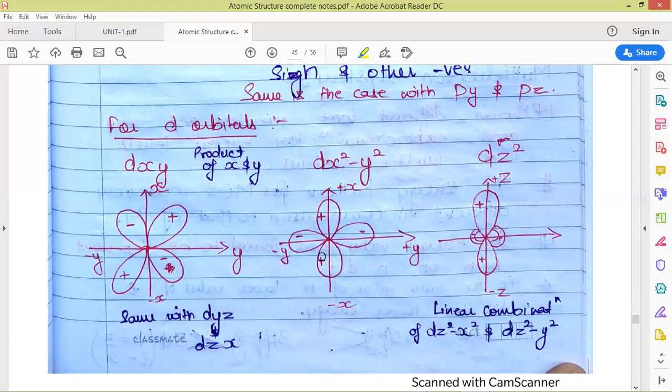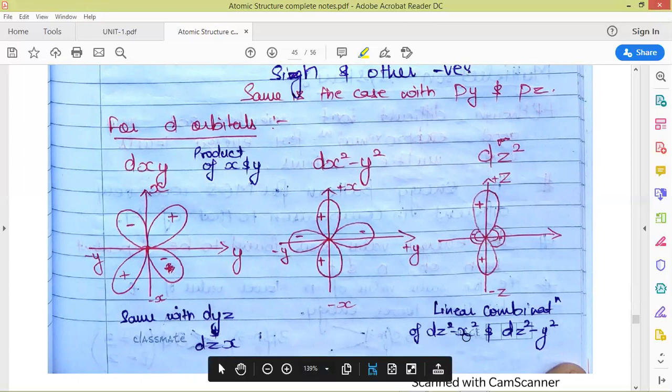Again, I would like to mention here that it has nothing to do with electron density. Electron density is similar in all the 4 lobes, but it has just to do with the angular part. Now coming to the dz square orbital: it has been formed from the linear combination of dz square minus x square and dz square minus y square orbitals. Both the orbitals have combined in a linear combination and we have got this orbital.